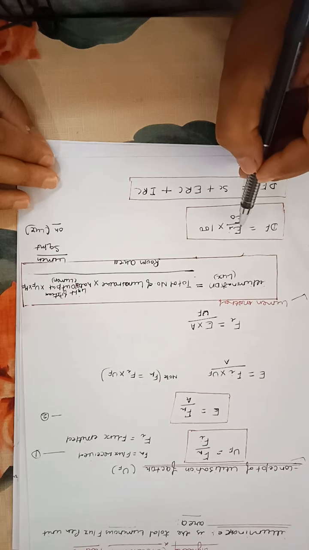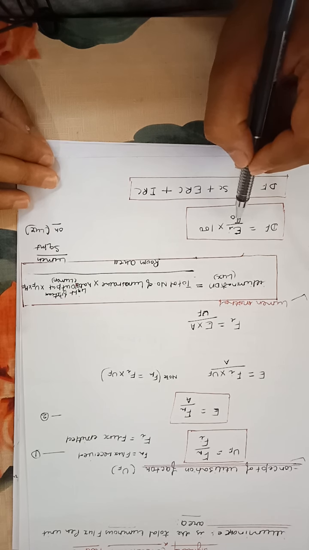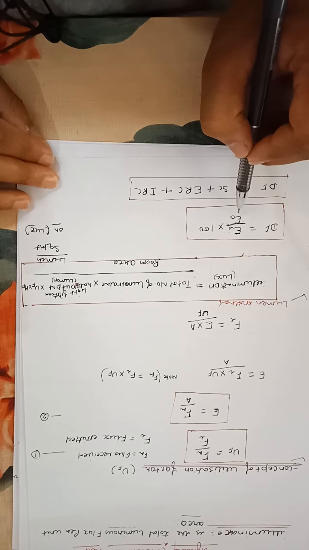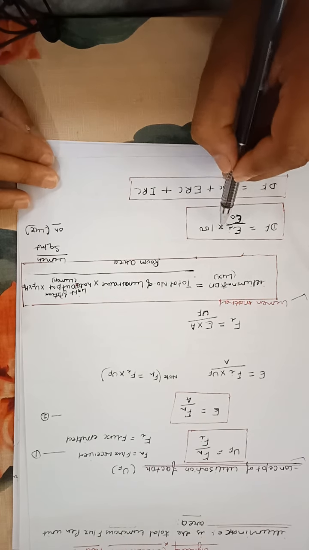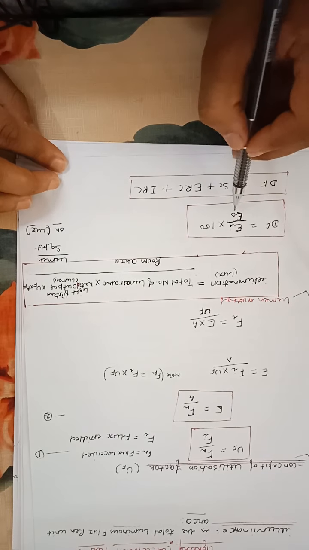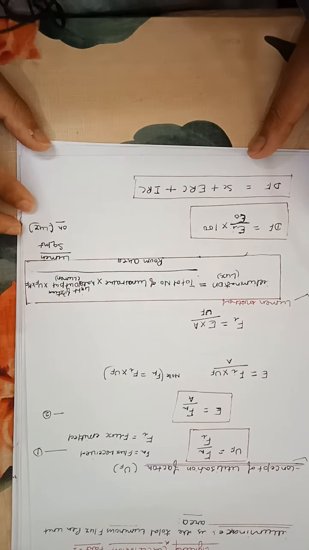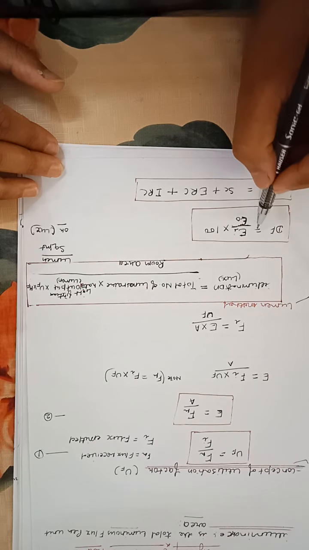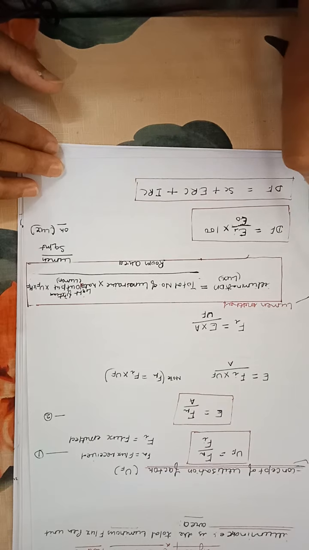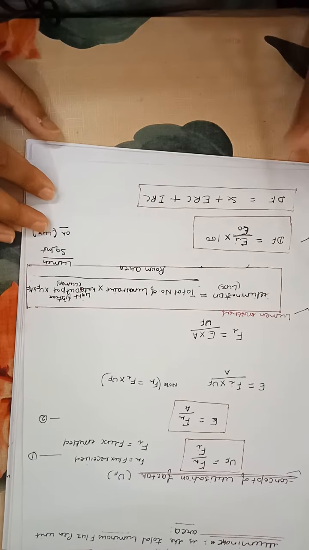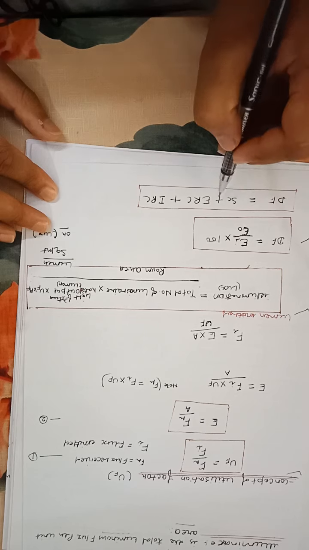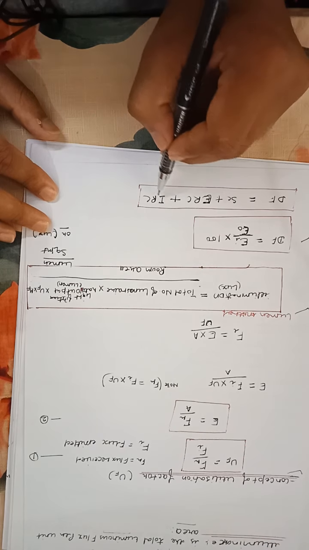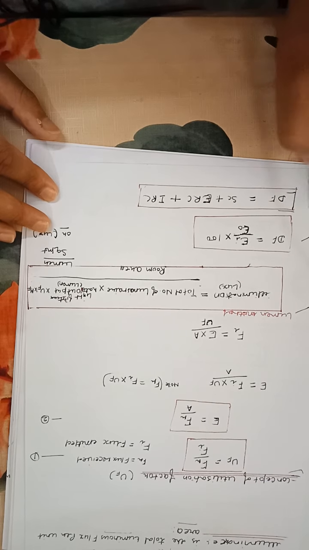And daylight factor: illumination inside on a working plane divided by illumination outside under an overcast sky design, into 100. So daylight factor is equal to EI by EO into 100. Sometimes a daylight factor question also comes. This formula we have to remember. Then daylight factor is equal to sky component plus external reflected component plus internal reflected component. This formula is also there.